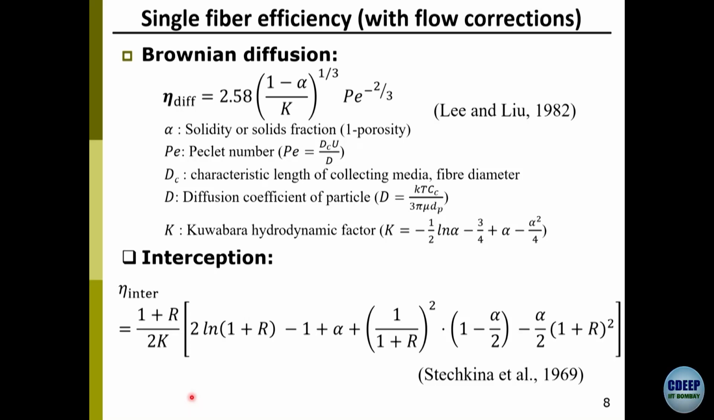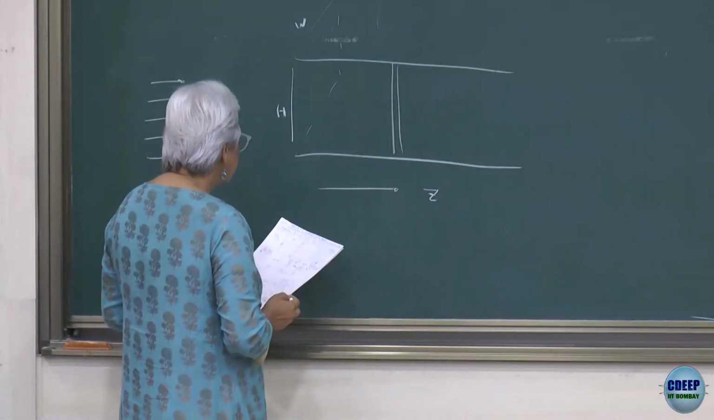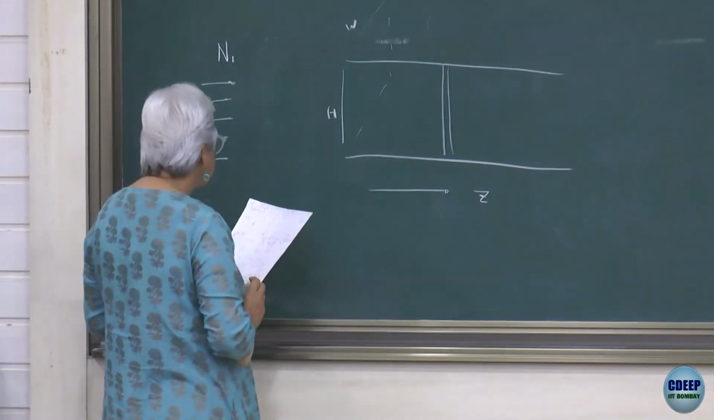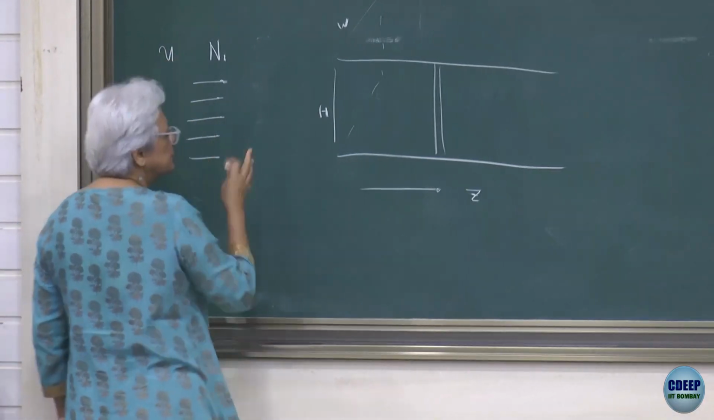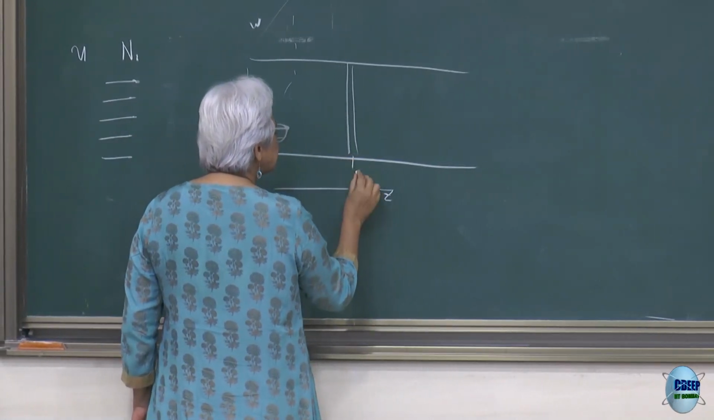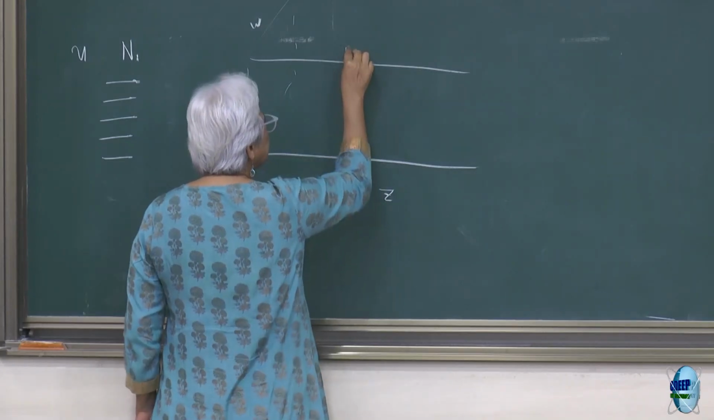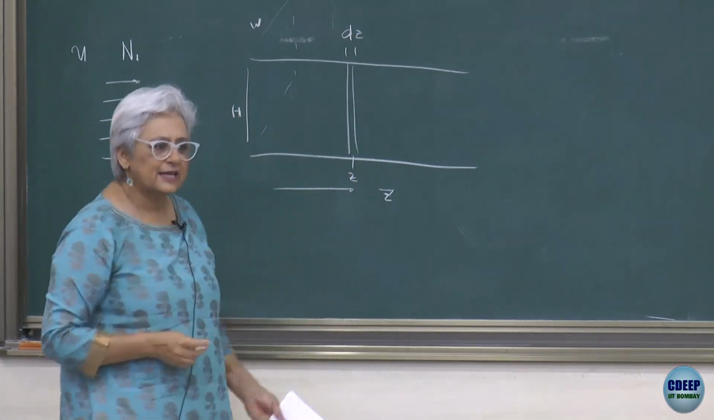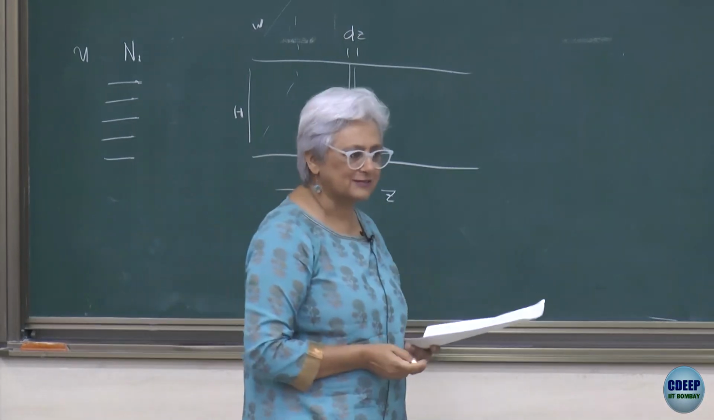I mean, it looks very thick, but macroscopically it will be quite thin, but we are looking at it to see what's happening inside the filter bed. And we say that you have a certain number concentration N1, you have a certain velocity here, u infinity, and somewhere at a distance z, you are looking at a slice dz, right? And you want to write a particle balance over here, right?